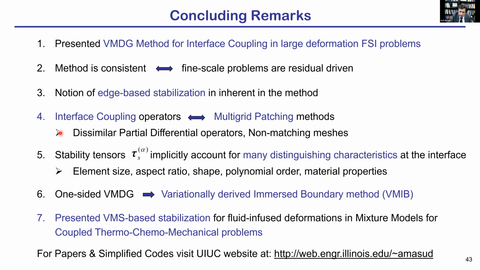This method can also be used for multi-grid patching for different PDEs. You can use this framework to couple different partial differential equations across the interfaces. The stabilization tensor, I tried to show that they possess many distinguishing characteristics: element size, aspect ratio, shape, polynomial order, material properties. These are inherently built in by derivation, not by design, by derivation. And that is an important message I want to give here. One-sided VMDG gives rise to a variationally derived immersed boundary method. And again, all the parameters are variationally derived. And you can also look at the error in terms of imposing the essential and natural boundary conditions on the boundary when you go through this route.